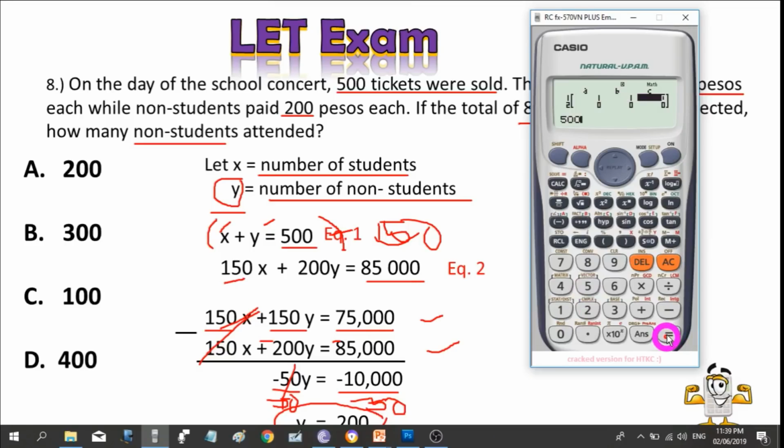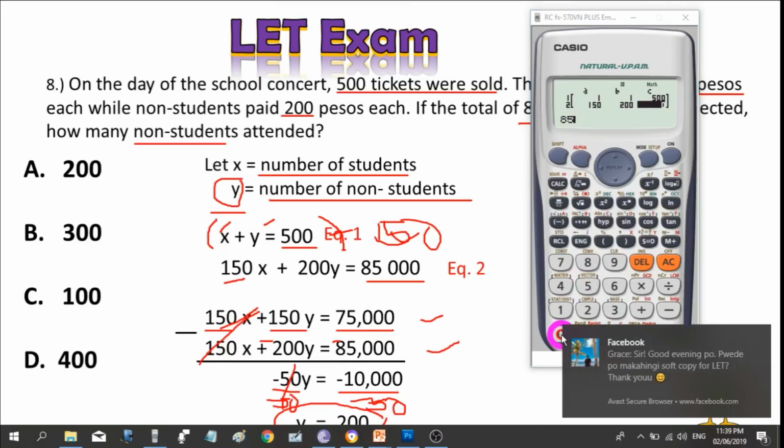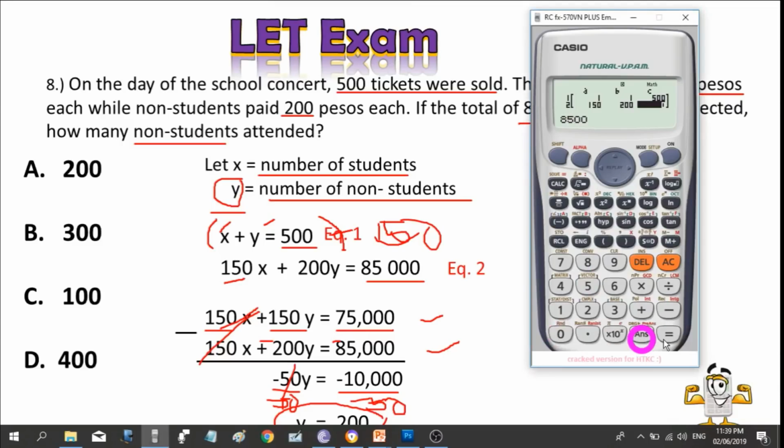So, equation 2 naman is 150 yung x, yung y is 200, tsaka yung c is 85,000. So, equals. And then, equals. So, yung x natin, which is the non-students, is 300. And the y, the non-students, is 200. So, the same answer. So, letter A.